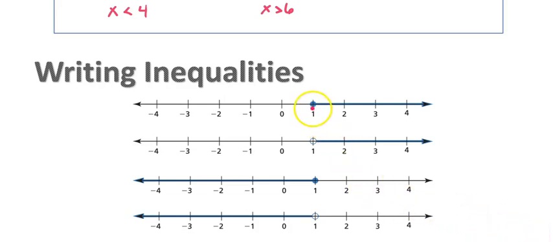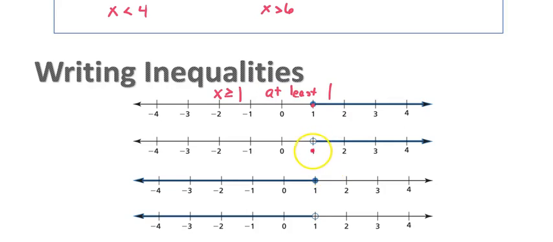So I look here, first thing I notice on my first one is it is colored in, right? It is a solid, so that means it's equal to. It starts with 1, so x goes to the right, greater than or equal to 1. So another way I could say that is I'm looking for a solution set that is at least 1.